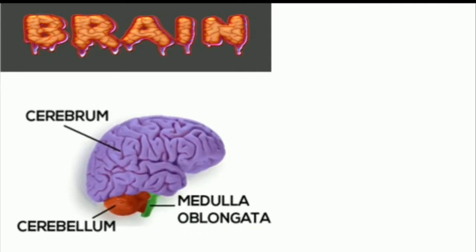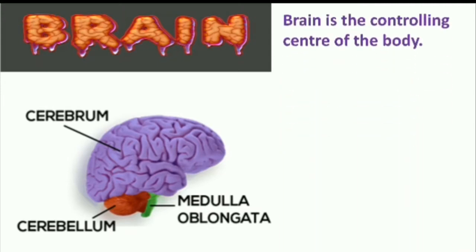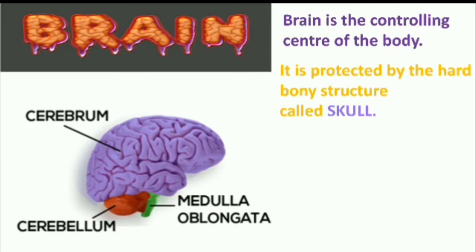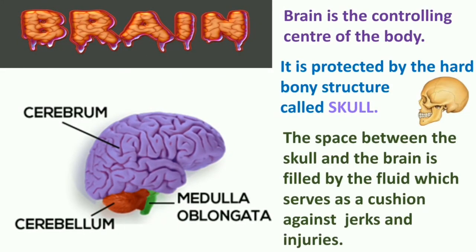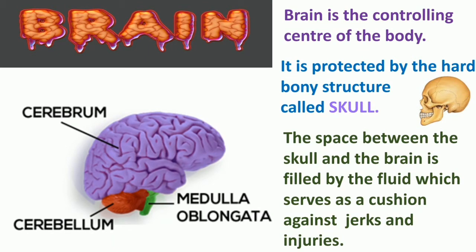Now we are going to study our brain. So the different parts of the brain are cerebrum, cerebellum, and medulla oblongata. So now what is the function of the brain? Brain is the controlling center of the body. It is protected by the hard bony structure called skull. Then the space between the skull and the brain is filled by the fluid which serves as a cushion against jerks and injuries.